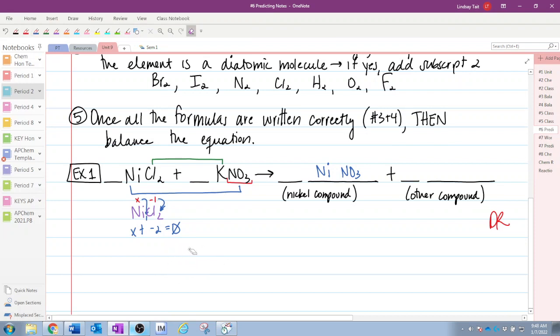All right, but what we just figured out here, we did figure out that X is a +2. That is the charge of our nickel. And if that was the charge of the nickel over here, guess what? That's the charge of my nickel over here.